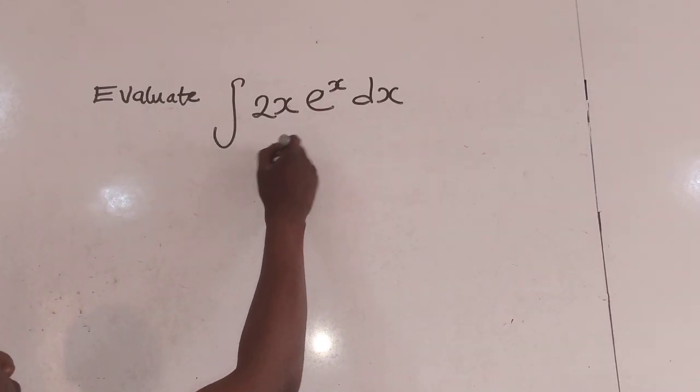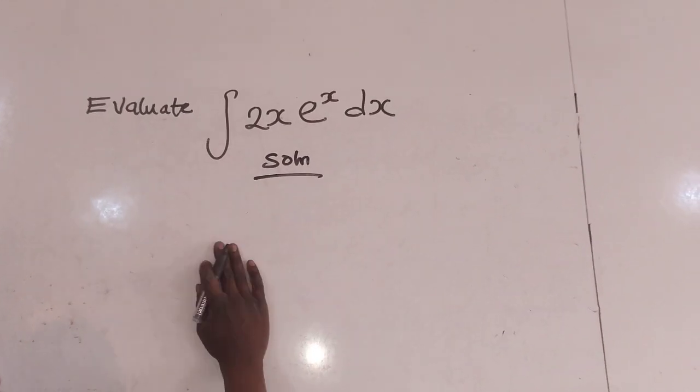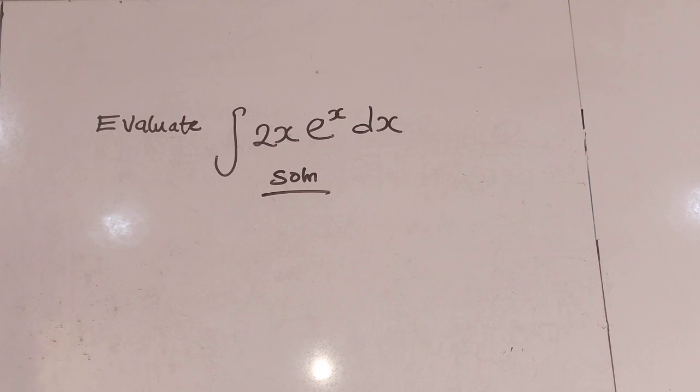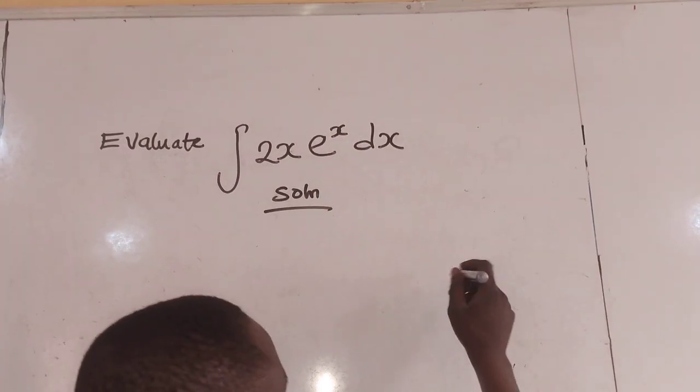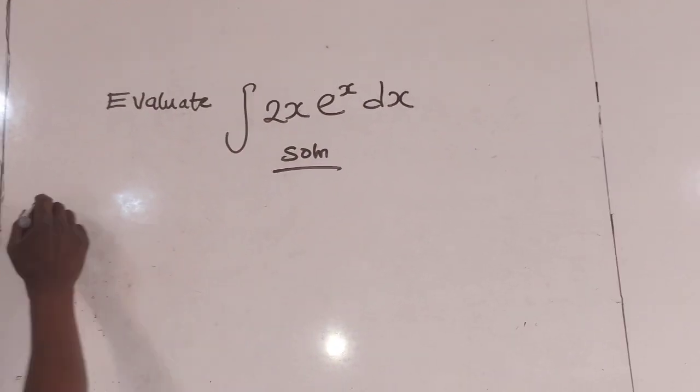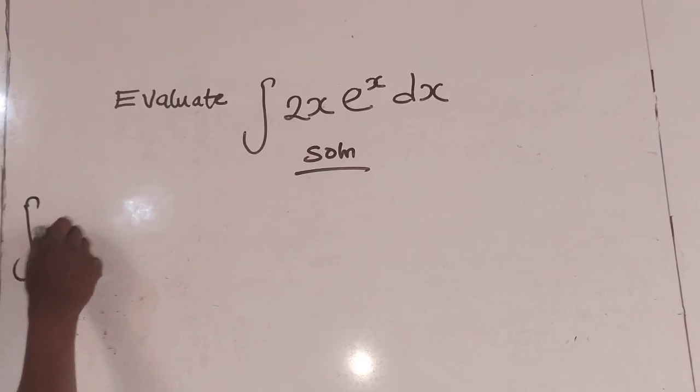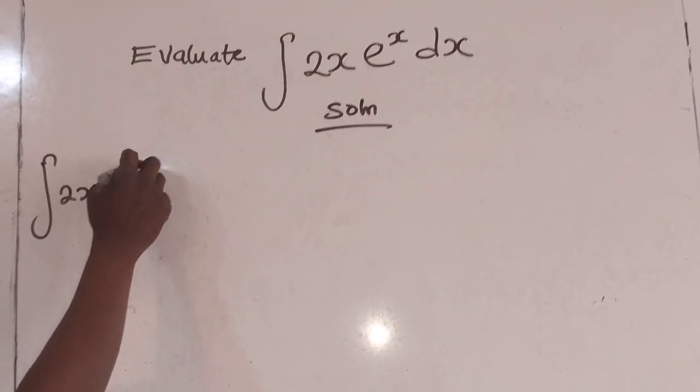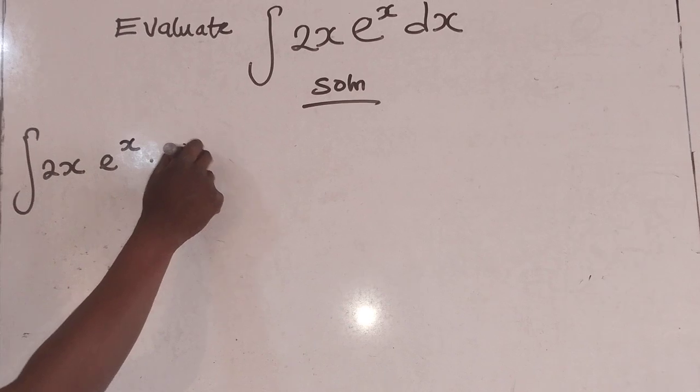If you see a question like this, you apply what we call integration by parts. Integration by parts. Here, 2x dot e raised to power x dx.